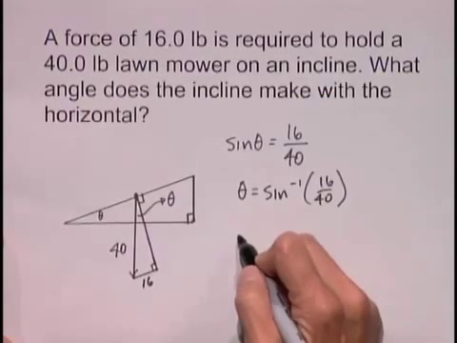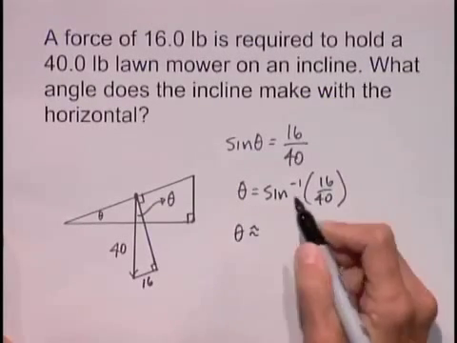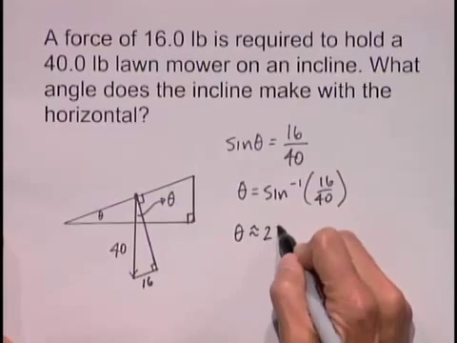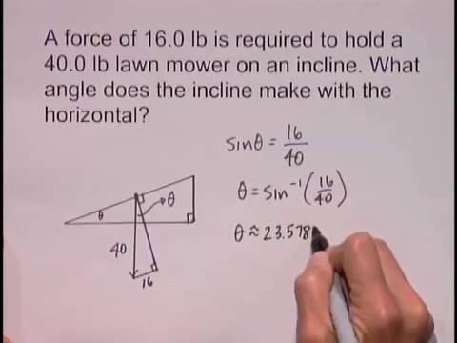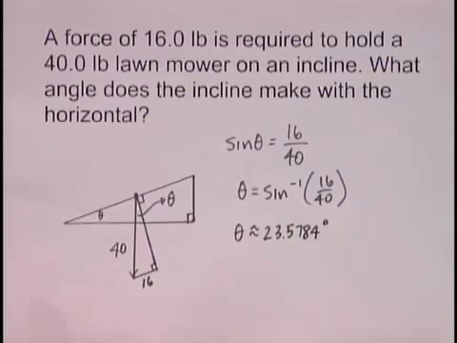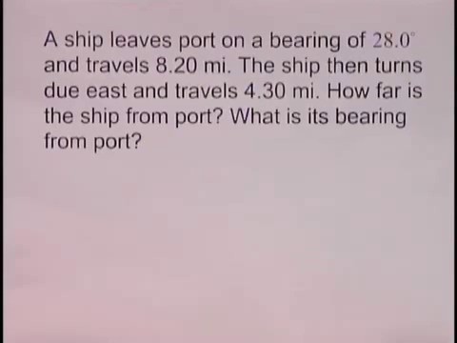That angle comes out to approximately 23.5784 degrees. Let's work an application problem. A ship leaves port on a bearing of 28 degrees and travels 8.2 miles. The ship then turns due east and travels 4.3 miles. How far is the ship from port, and what is its bearing from port?